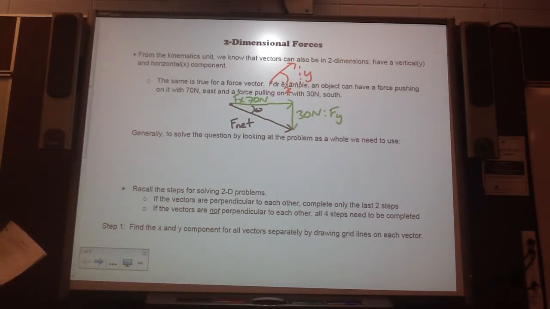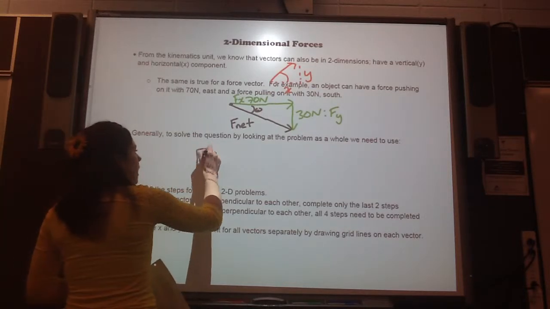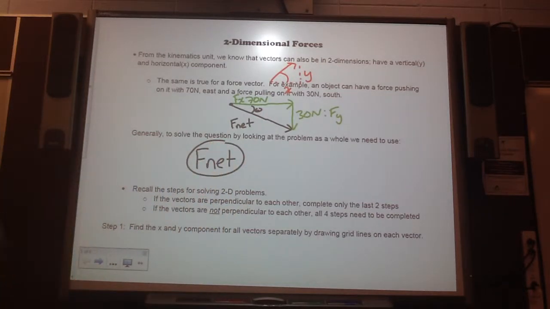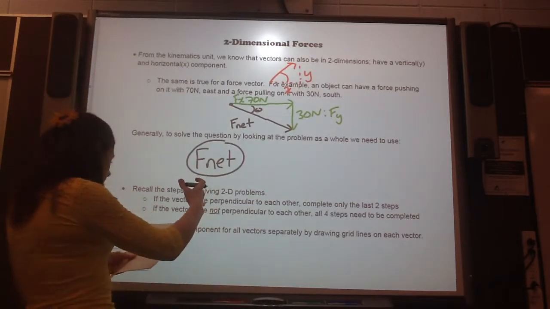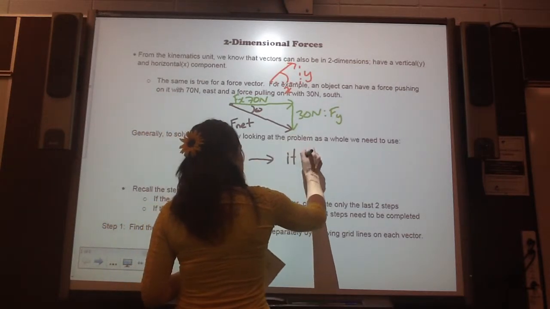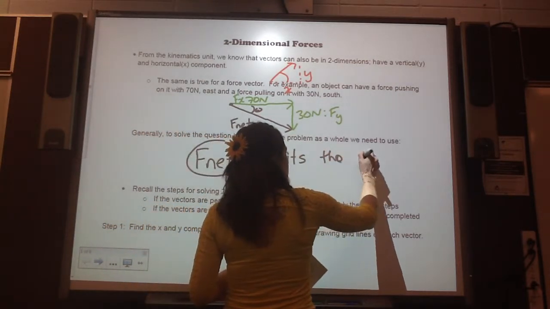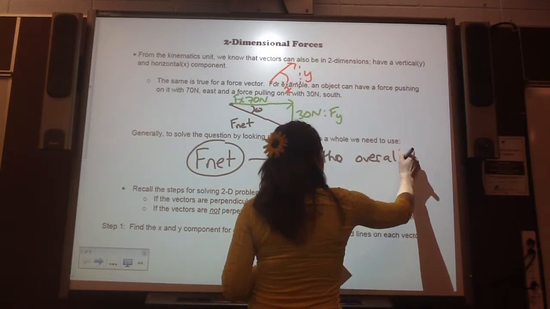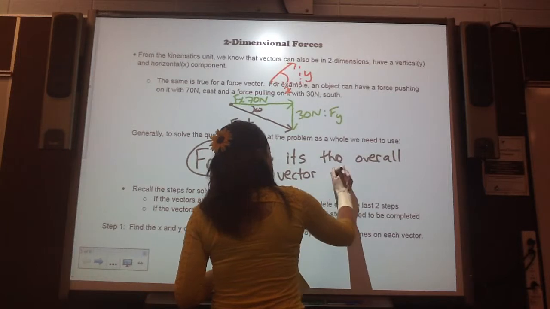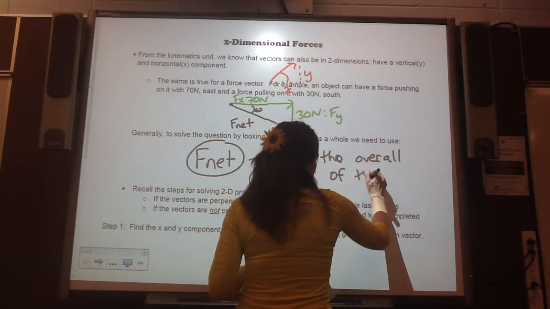So generally, to solve the question by looking at the problem as a whole, we need to use Fnet. Fnet is very important if we're asking questions about the whole system or about the acceleration within the system, etc. So Fnet is the overall vector of the question.